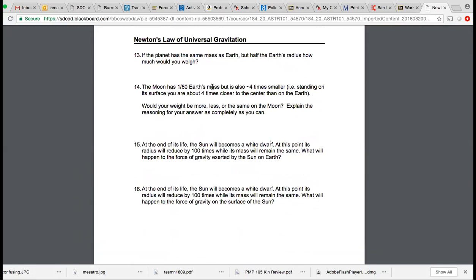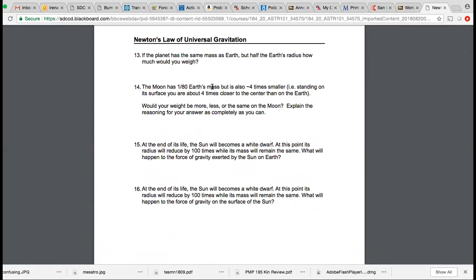So by 80 times you would be lighter because it has less mass, but it also says the moon is 4 times smaller. What does that mean? You are 4 times closer to the center of the moon. Will that increase the weight or decrease the weight? If you're closer to the center, you'd weigh more. How many times more? 16 times more, very good.